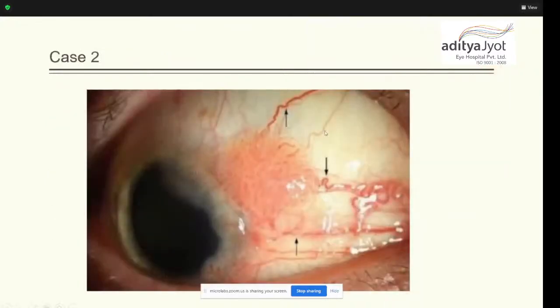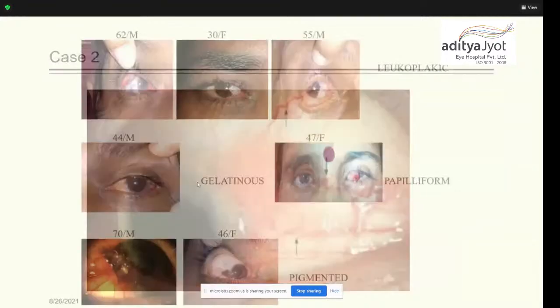This case, I think, is again very, very important for postgraduates to diagnose. So what are the features here? You see a conjunctival lesion, an ocular surface lesion, which is encroaching on the cornea. You can see some feeder vessels here. You can see some gelatinous appearance here. So it's very characteristic of ocular surface squamous neoplasia.